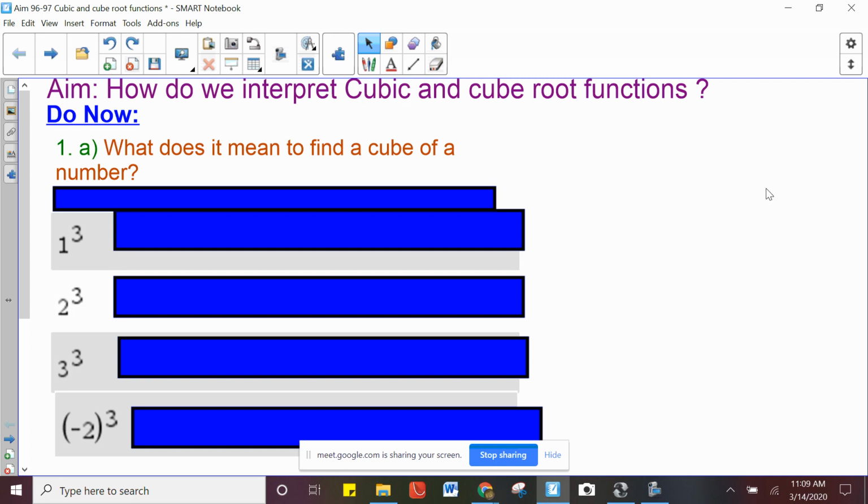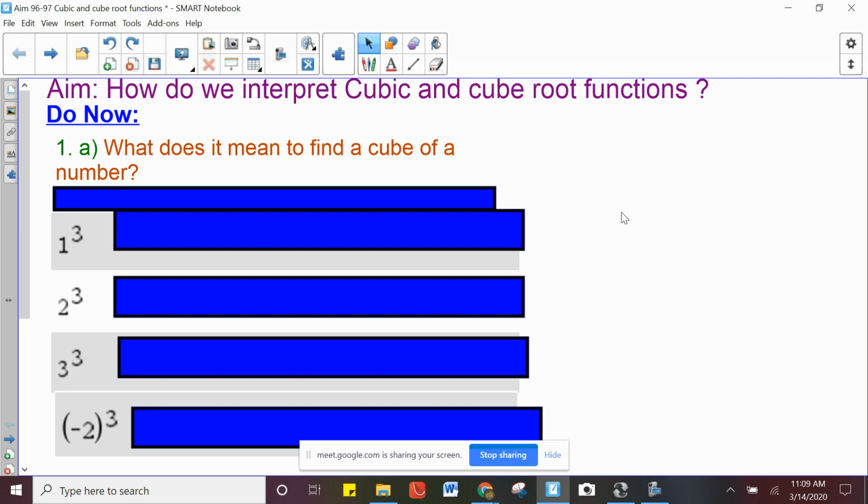How do you interpret cubic and cuboid functions? And I'm sure all of you have your lessons already written. So that's going to be pretty simple. I don't like to show my answers right away in the lesson, so we do it little by little. So the way this would go is, how do we interpret cubic and cuboid functions? What does it mean to find the cube of a number? I'm sorry, the cube of a number.